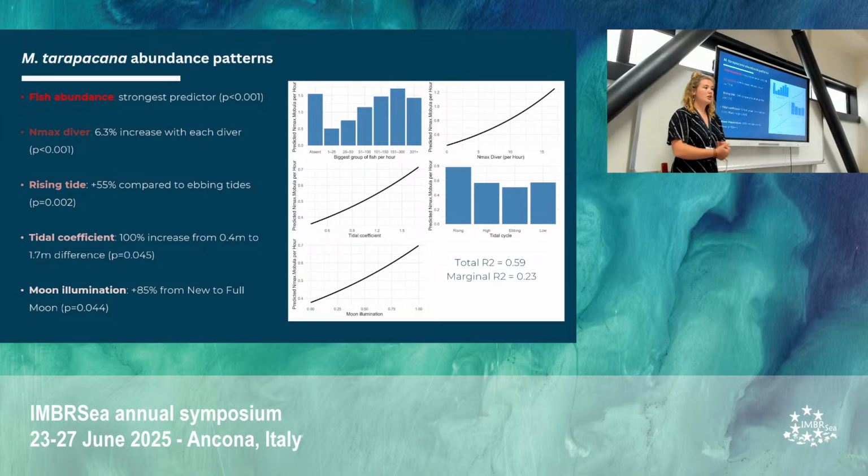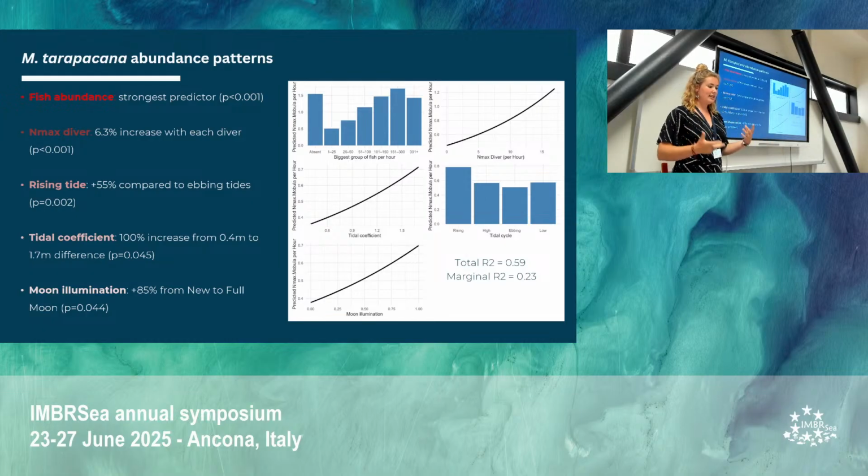Now, this final model could explain 59% of our variance, with fixed effects explaining 23%. Fish abundance seems to be the strongest predictor in our model, and as you can see, large fish groups were associated with the higher abundance of Mobula tarapacana. Our model predicted a 6% increase in Mobula abundance for every additional diver.